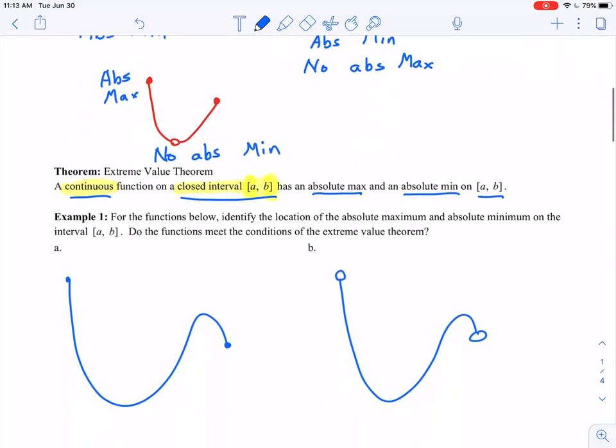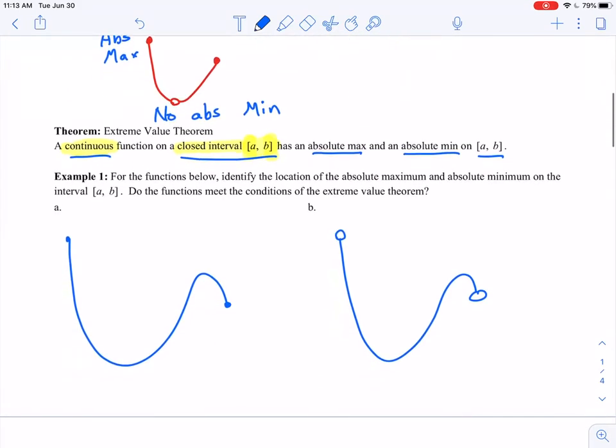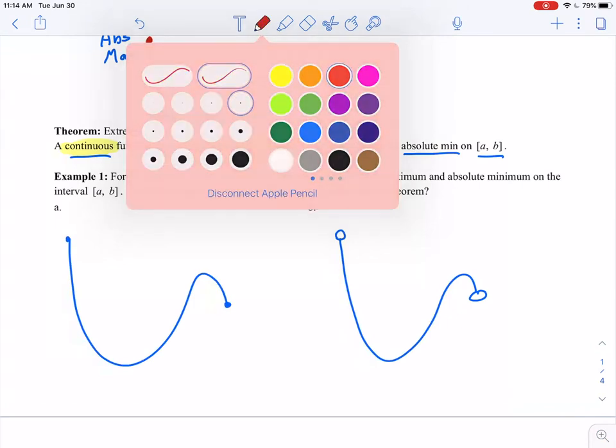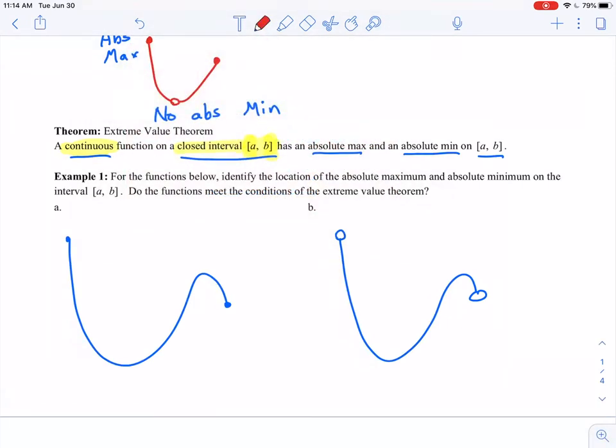So first up, we're just going to look at some examples here and just pick out those absolute maximum and minimum values. So here we want to identify the location of the absolute maximum and absolute minimum values on the interval AB. Do the functions meet the conditions of the extreme value theorem? So here I just want to practice picking out what's the highest point and what's the lowest point.